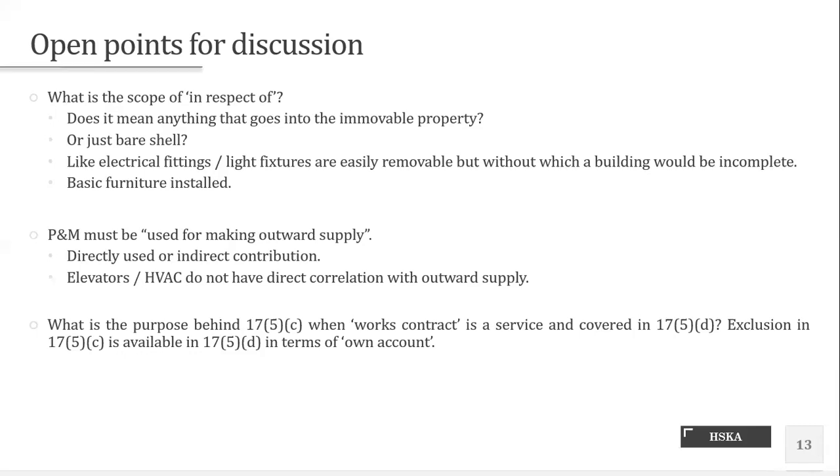And also for academic interest, I wanted to understand, we have two legs: 17.5C, which talks about works contract, and 17.5D, which talks about goods and services for immobile property. Now, works contract is also a service, so that can very well be covered in 17.5D. So I wanted to understand the purpose of bifurcating 17.5C only for works contract and goods and services in 17.5D. So these are the three things that I wanted a little more clarity on.